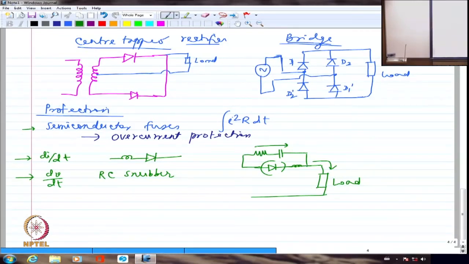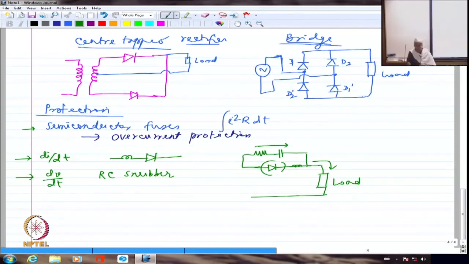So this RC circuit is generally known as a snubber, which will allow a gradual rate of rise of voltage across the device, which will definitely not allow the device to break down because of high dV by dt. So the snubber is commonly used in many of the semiconductor circuits to protect them against high dV by dt. Similarly, inductance is used in many of the semiconductor devices to reduce di by dt value. So these are common features in many of the semiconductor circuits.